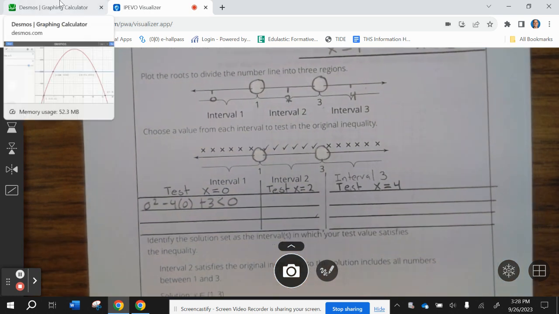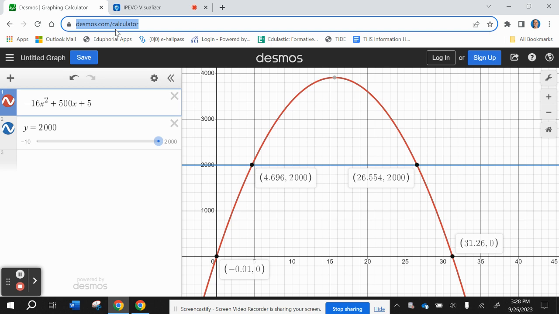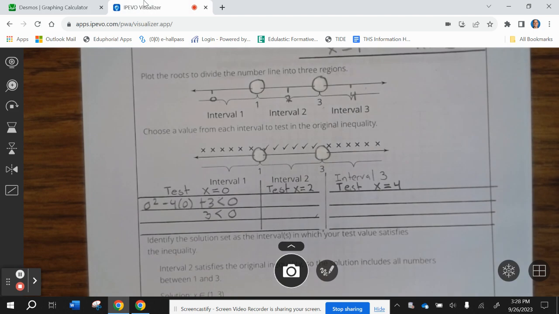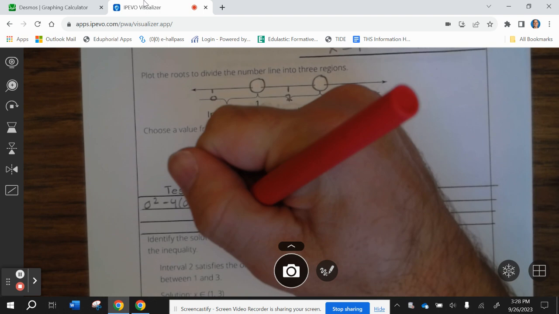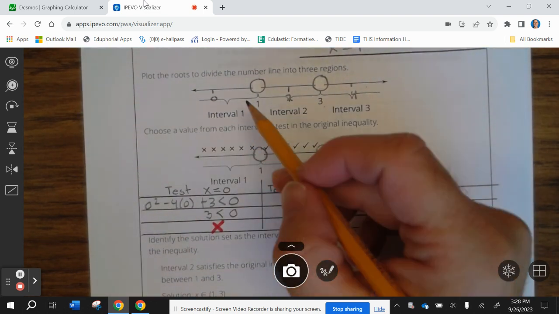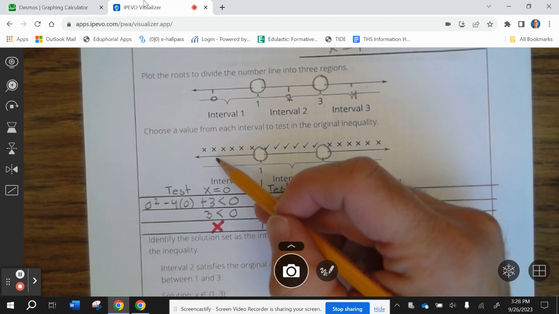Okay, so let's use our Desmos calculator. And I think we can just use the graphing to get numbers, so let's do that. So 0 squared minus 4 times 0 plus 3. Now that's 3. Three is not less than 0, so this is false. Okay, so there will be no shading in this region.